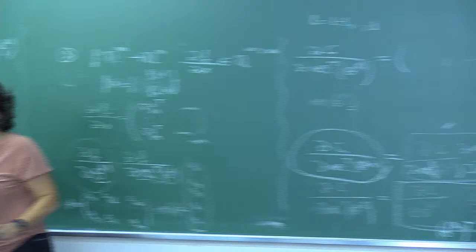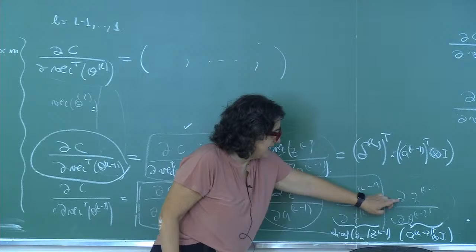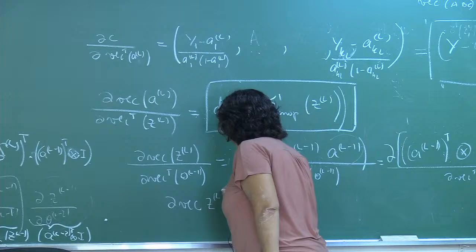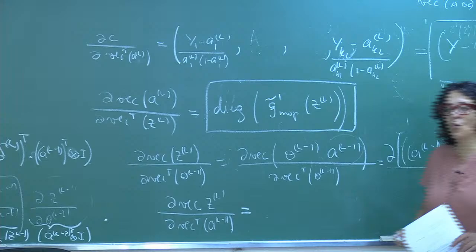This we already computed. This is similar, and you believe me that it's C L minus 1. And this is similar because it's A L minus 2. And the only thing that we have to compute really is the derivative of the vec of C L with respect to the vec transpose of A L minus 1. This is the new one that we have to compute.